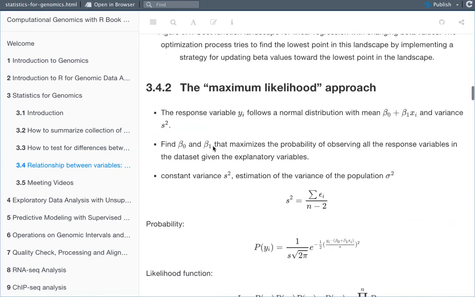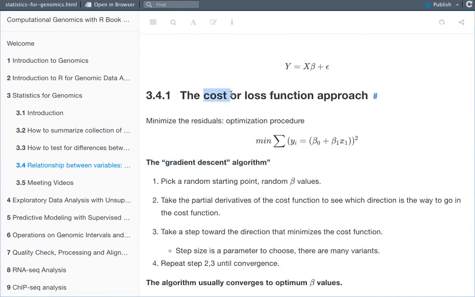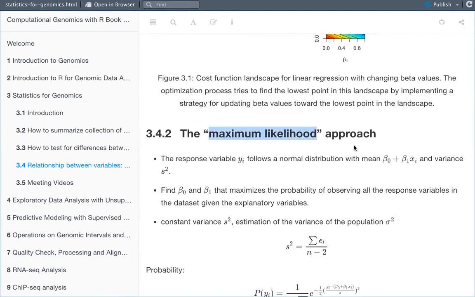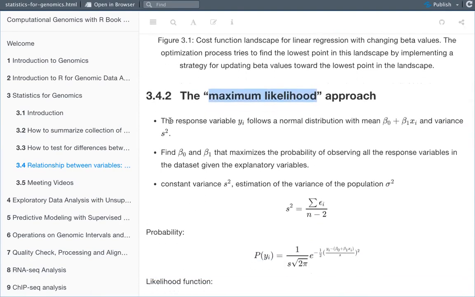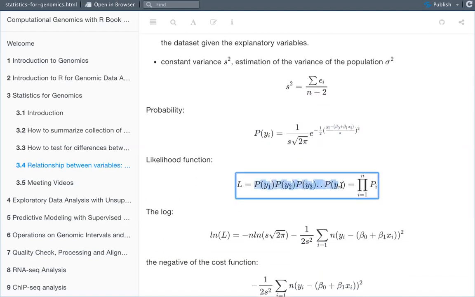We can use gradient descent, so the cost function, the loss function approach, or we can use the maximum likelihood approach. The maximum likelihood takes probability into consideration, which is an estimation of the average value. So we are estimating the average, basically, and we apply a probability function, supposing a Gaussian trend. The likelihood function is the multiplication of all probabilities.